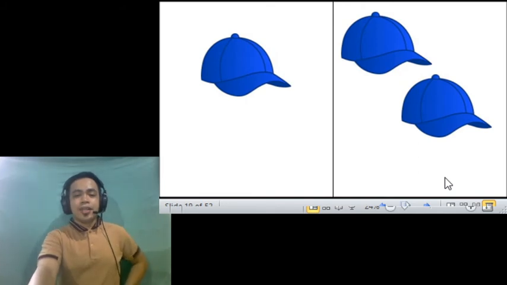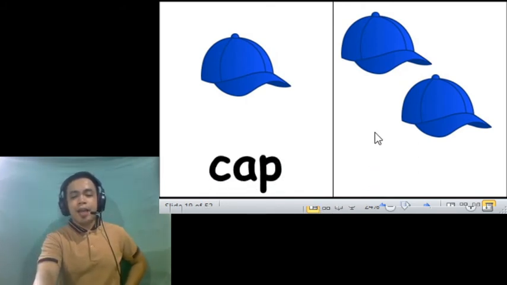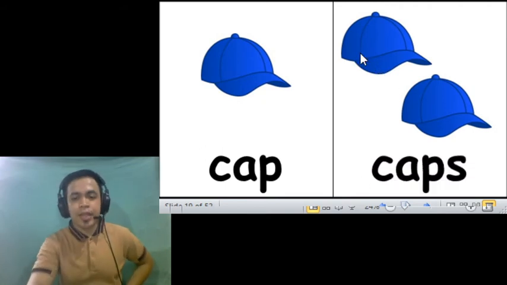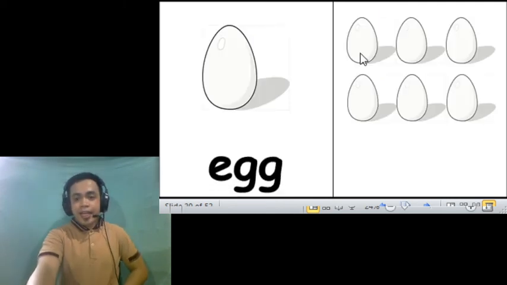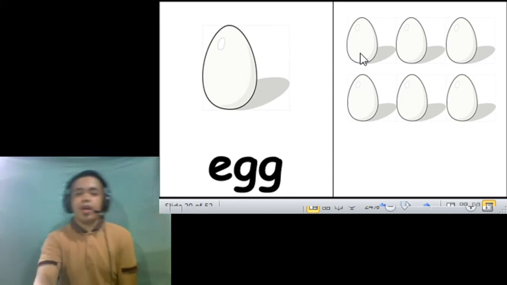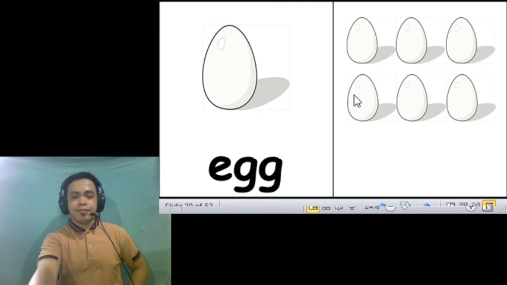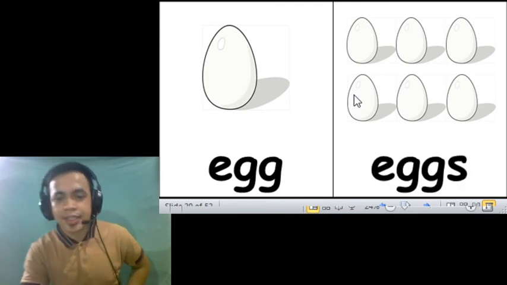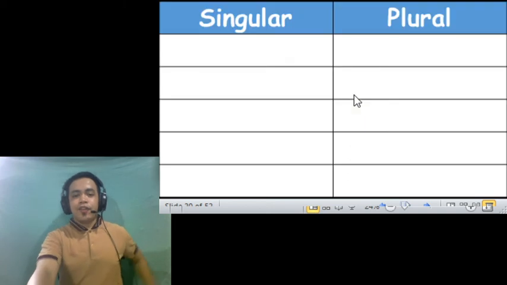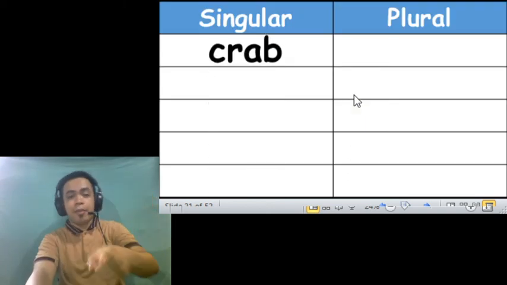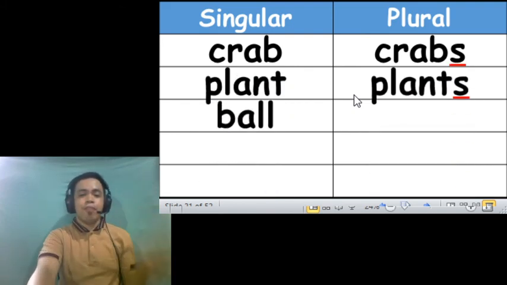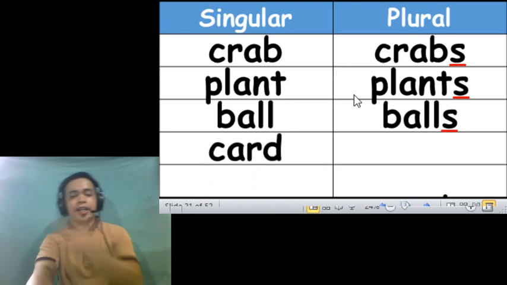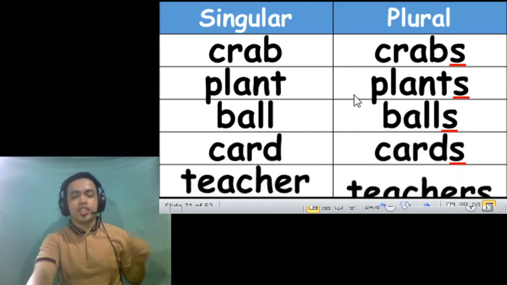Next. This one is a cap. Now, sa kabila, madami. Dalawa. So, the plural of cap is caps. Very good. So, nilagyan ulit ng S. Now, this one is an egg. So, sa kabila, merong 1, 2, 3, 4, 5, 6. Anim na egg. So, the answer is eggs. Nilagyan din ng S. Now, for your activity today, remember this one, ginawa natin to kanina. Crab, the plural is crabs. Plant, plants. Ball and balls. Card and cards. Then, teacher and teachers.